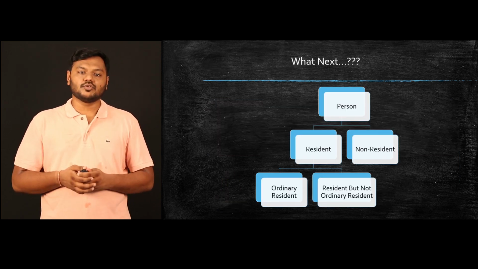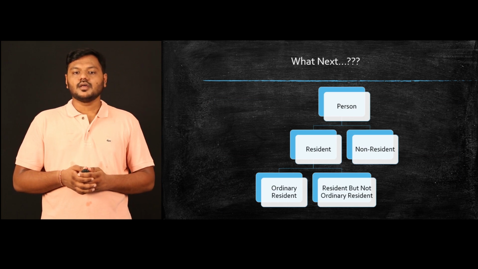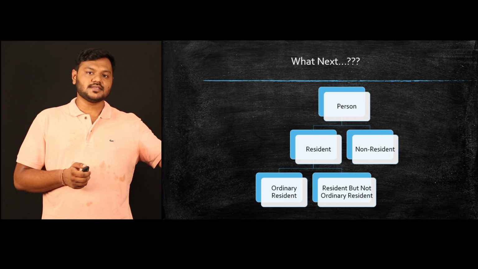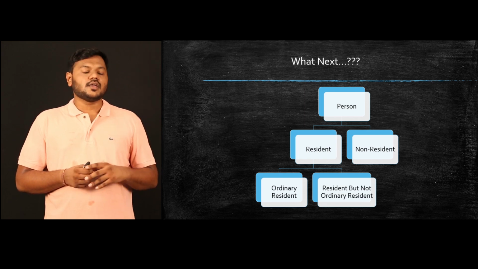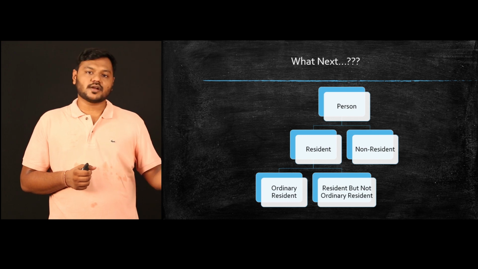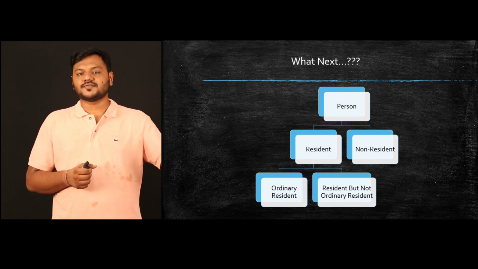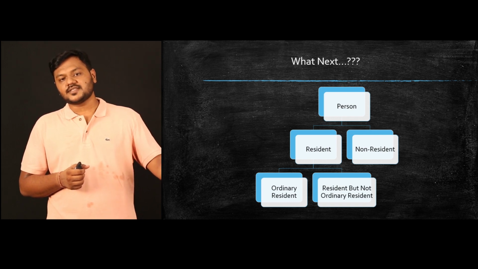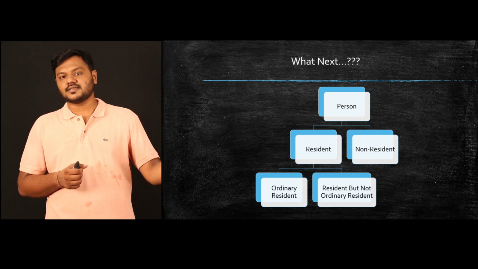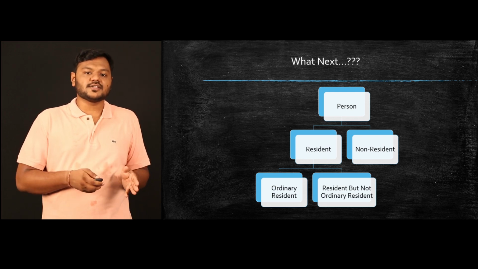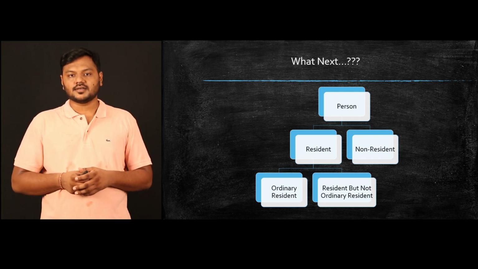So if I summarize one more time, a person, if he is able to fulfill the condition of 182 days, he is a resident. If he is not able to fulfill the condition of 182 days, in that case there are two more conditions given. There is a condition of 60 days and 365 days out of 4 preceding previous years. And if he is able to satisfy that condition, he will be considered as a resident. But if he is not able to satisfy any of the conditions, he will be considered as a non-resident.